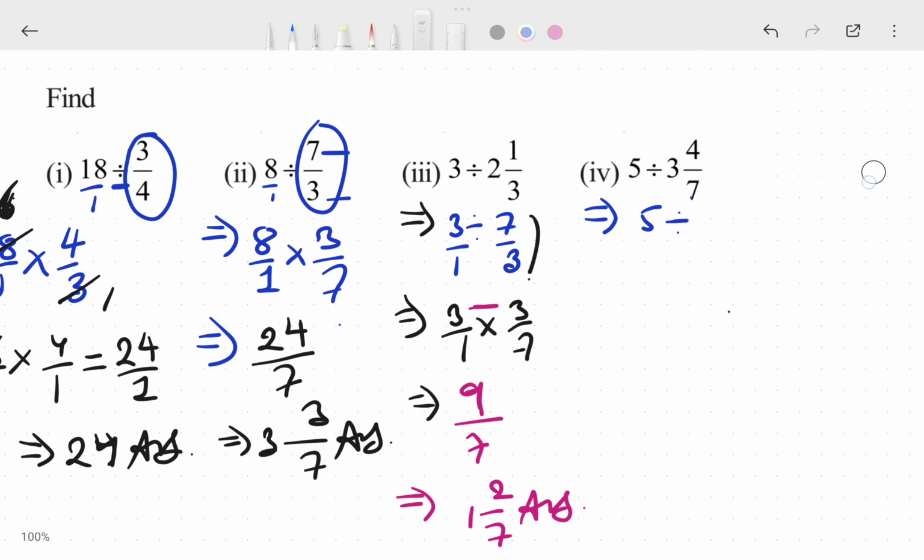What we have to write? 25 by 7. Okay, we will write 25 by 7. Okay, is it clear? Now what will happen here, it is always 1 here, we know that.